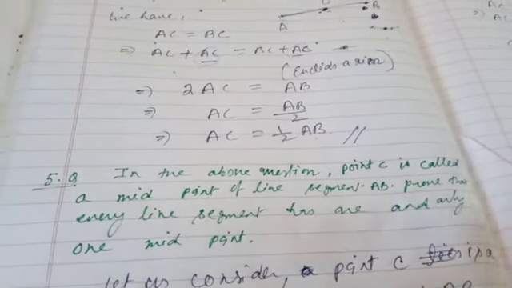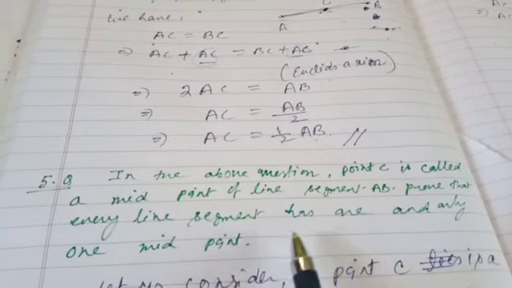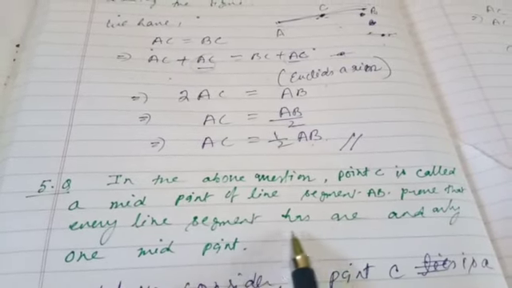Next. In the above question, point C is called a midpoint of line segment AB. Prove that every line segment has one and only one midpoint. See this question. Okay.